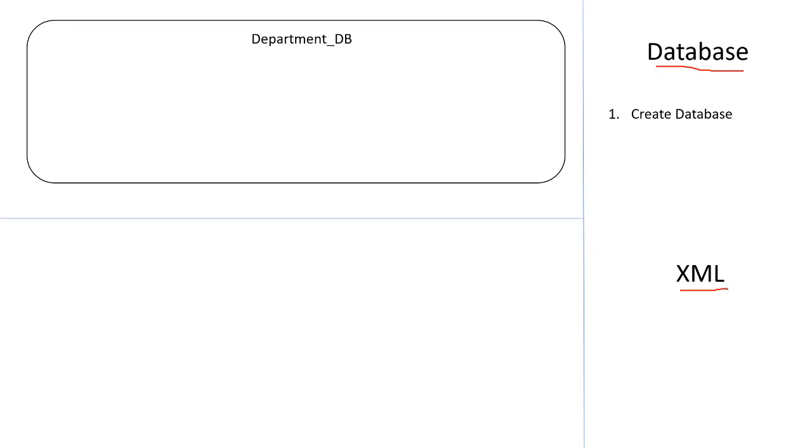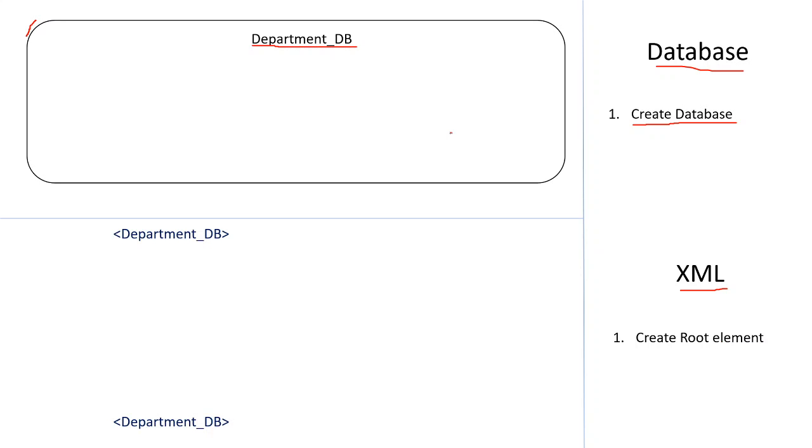First, let's discuss the parts of the XML. We learn XML by comparison with the database. I take the database above and the XML below. Please take the notes, which will help in the near future. In a database, first we create a database. Consider this structure a database. This horizontal cylinder-like structure is a database and its name is department DB.